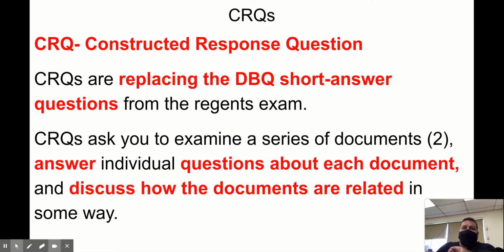For example, if we had one document that was about the inequalities of the estate system, and we had another document that was about the Reign of Terror, you would answer questions about each document individually, and then you would answer a question about how they're connected, right? In that question about how they're connected, you would talk about how the inequalities of the estate system led to the French Revolution. The Reign of Terror is part of the French Revolution. That is how the documents are connected, right? So essentially, that's pretty much what we're talking about.